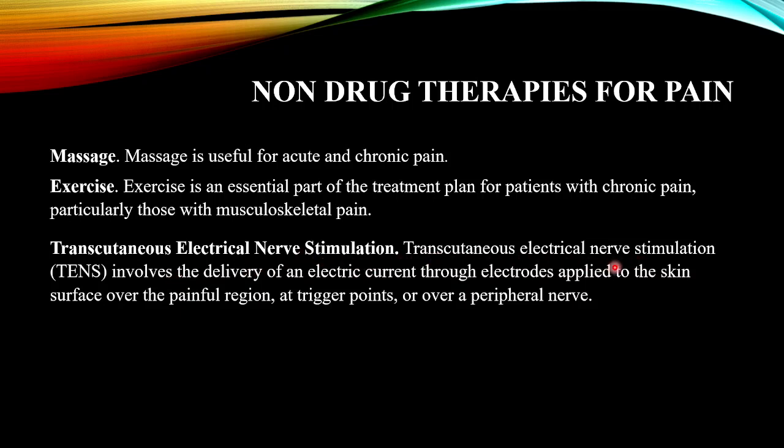Then transcutaneous electrical nerve stimulation. Transcutaneous electrical nerve stimulation involves the delivery of an electric current through electrodes applied to the skin surface over the painful region, at trigger points, or over a peripheral nerve.